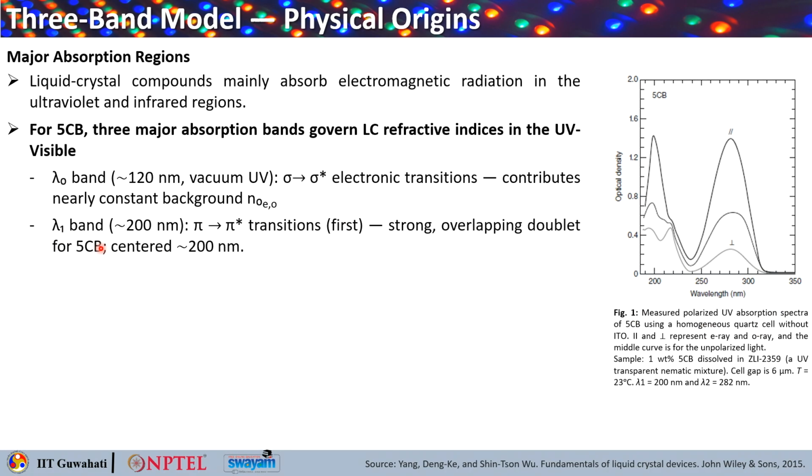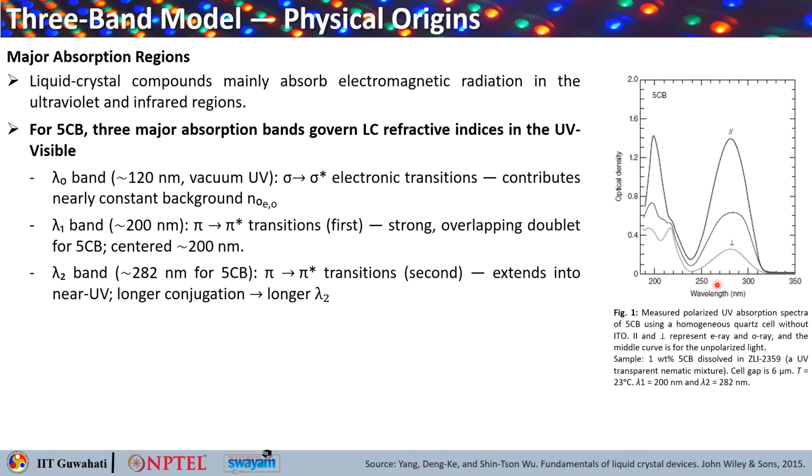Then you have the lambda 1 band, that is close to 200, that is this one. Okay, the first one is very narrow, somewhere here. So that is basically the pi to pi star transition. It's a strong overlapping doublet for 5CB, and it is centered around 200. Then the lambda 2 band is around 282 for 5CB. This is the second pi to pi star transition, and it extends into the near UV. Okay, so the longer conjugation will give you the longer lambda 2.